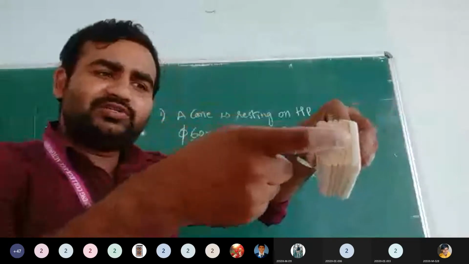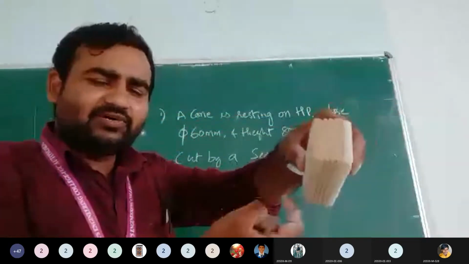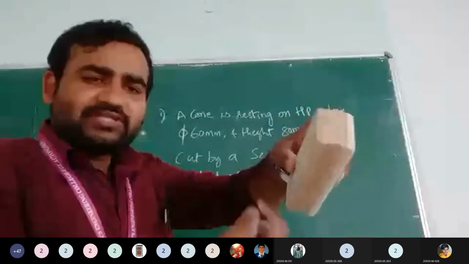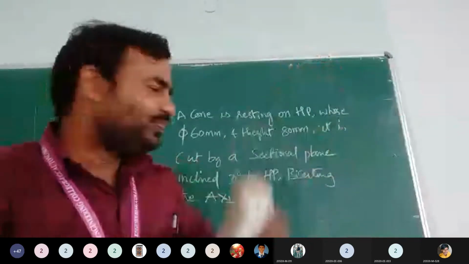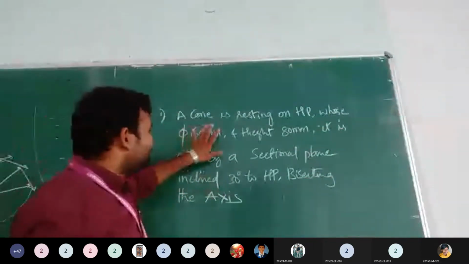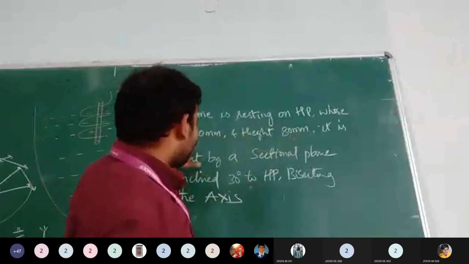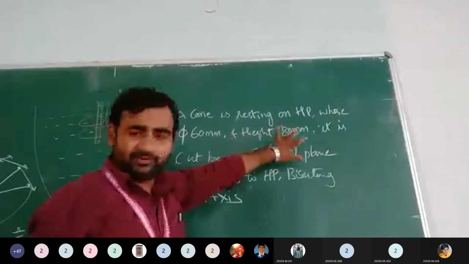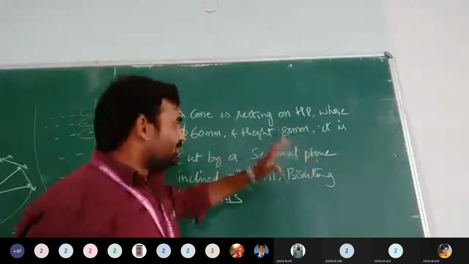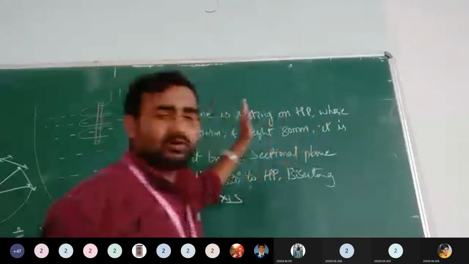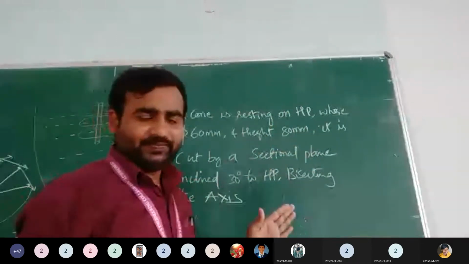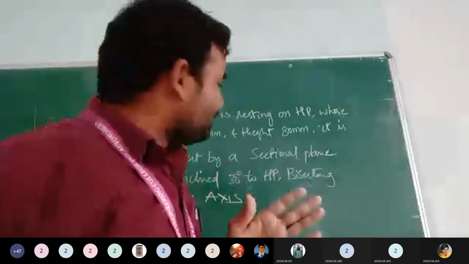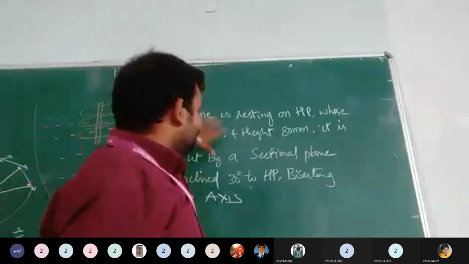In the front view, this is your single point, and at the back side you can see a circle shape in the top view, right? And what is the diameter? This symbol is diameter, and the diameter is 60 mm and the height is 80 mm. Up to here, this problem is similar to the projection of solids. Yes or no? In the projection of solids also, it is the same.